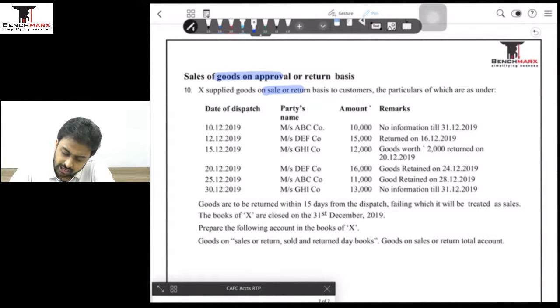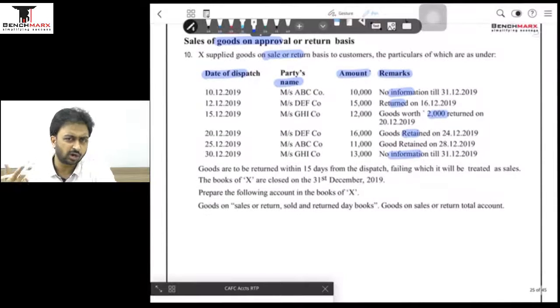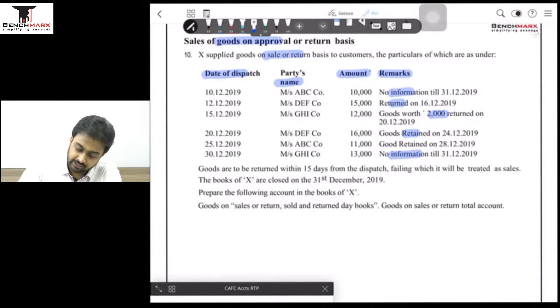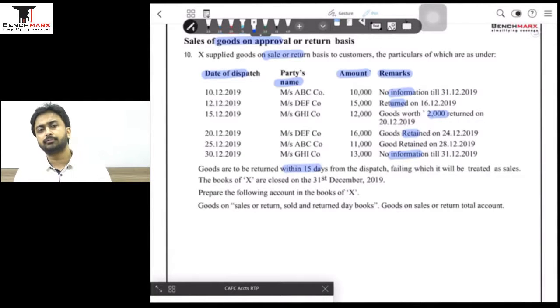So some customers have not given any information, some customers have returned, some customers have returned partially, some customers have retained मतलब sale हो चुका, and some customers again have given no information. So we have to do accounting for these type of transactions. ठीक है, goods are to be returned within 15 days. So अपना the return का number of days is 15 days. 15 days तक if the goods are not returned, then we can deem them to be sales. ठीक है, failing which it will be given as sales.